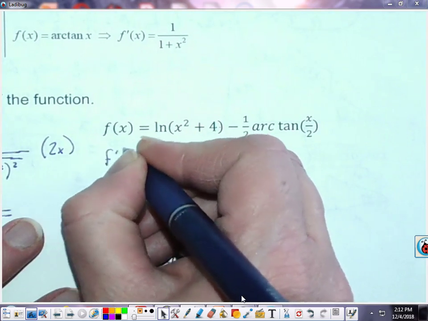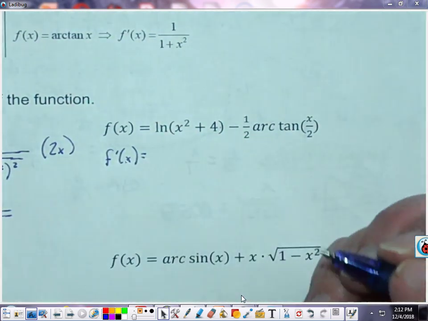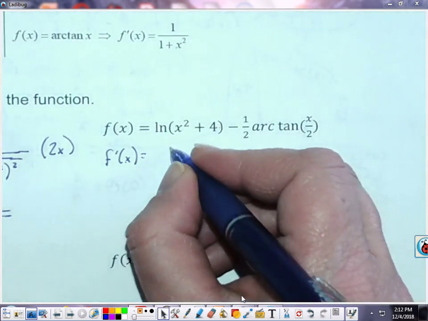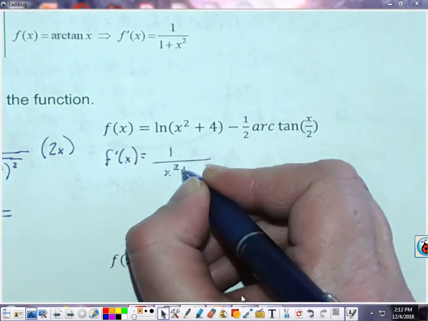So this is adding and subtracting. You take the derivative of each term one at a time. Tell me how to take the derivative of ln of x squared plus 4. 1 over x squared plus 4. Yes.